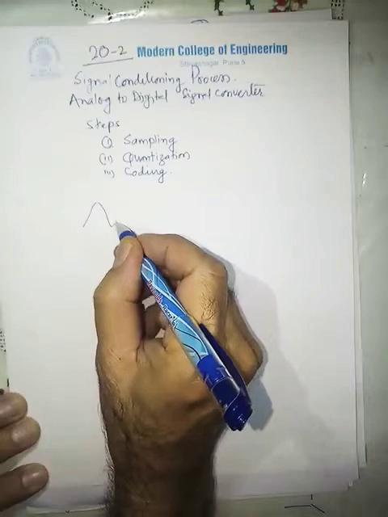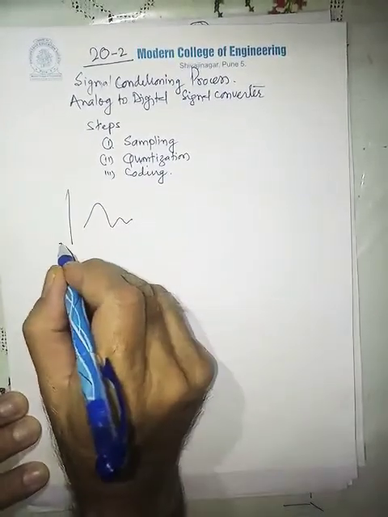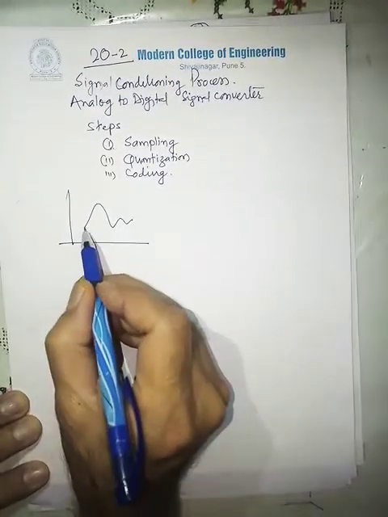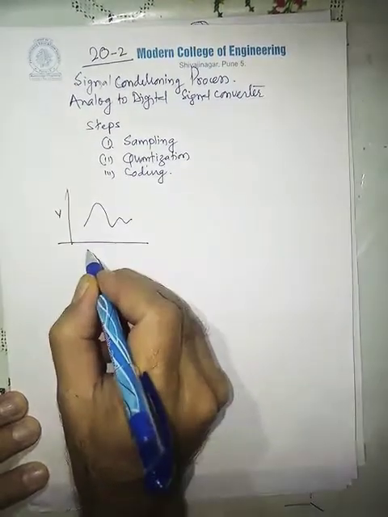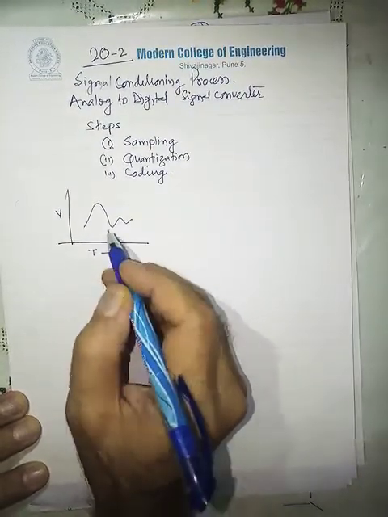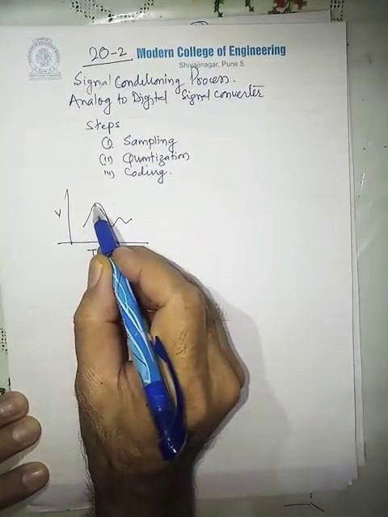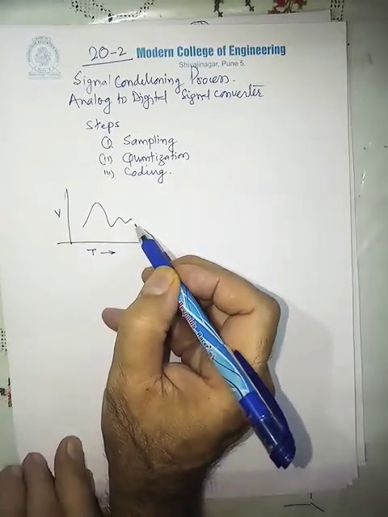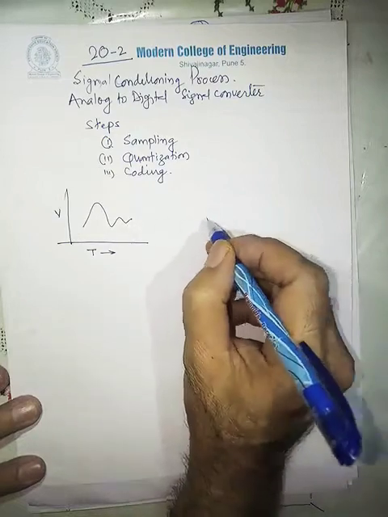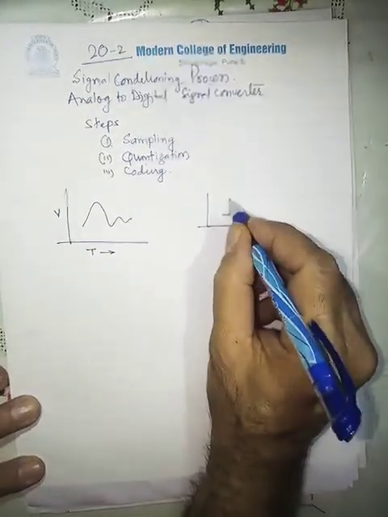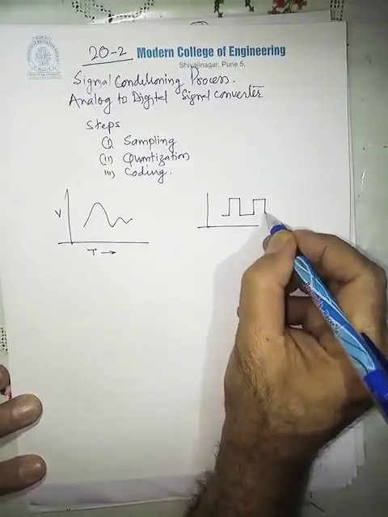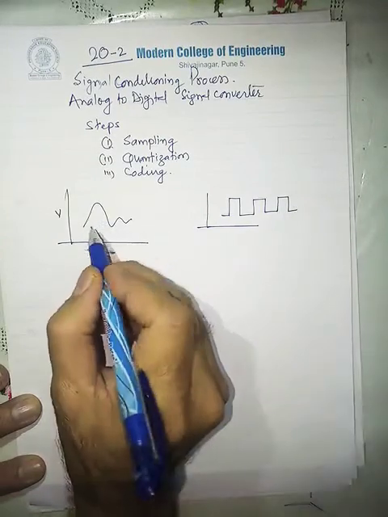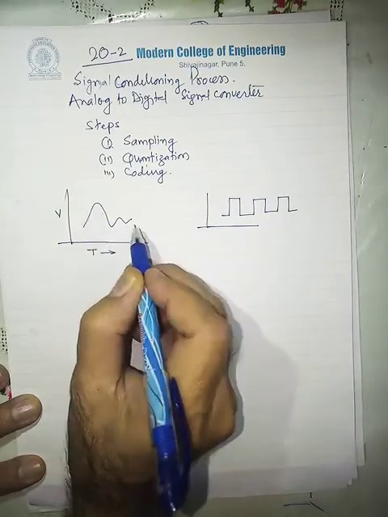Now, a continuous variable signal is known as an analog signal, where the voltage varies continuously with real time. That is known as an analog signal, and having a discrete value is known as a digital signal. So here we want to convert analog into digital.